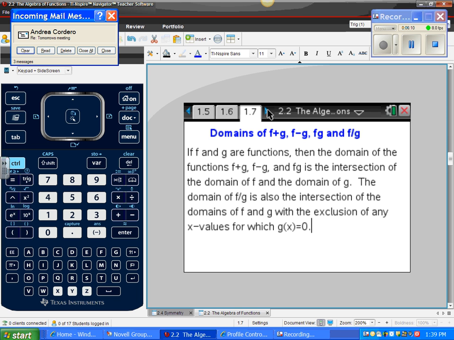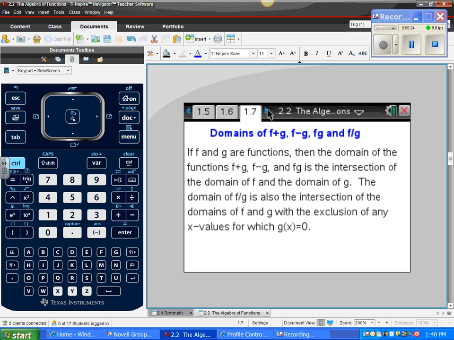If f and g are functions, then the domain of the functions f plus g, f minus g, and f times g is the intersection. We just looked at that. The domain of f divided by g is also the intersection, but you also have to keep in mind any exclusions, because when you're dividing, g of x won't be able to be 0 because it would make my function undefined. So again, it is the intersection, but with an exclusion of any values that would make it undefined. So you have to keep that in mind when you're searching for domains.